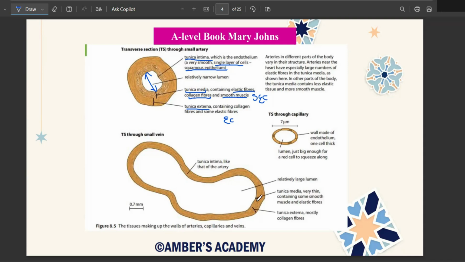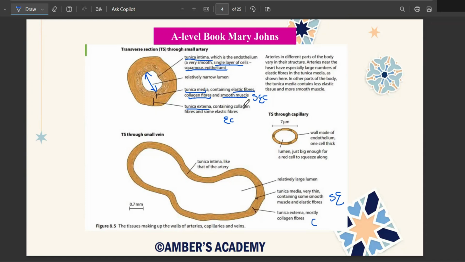But now for tunica media, the layer which is in the center, you need to remember that it just has SE. Okay? It is not having SEC. It just has SE, whereas tunica externa of vein has C. So SEC, EC, SE, and then C.